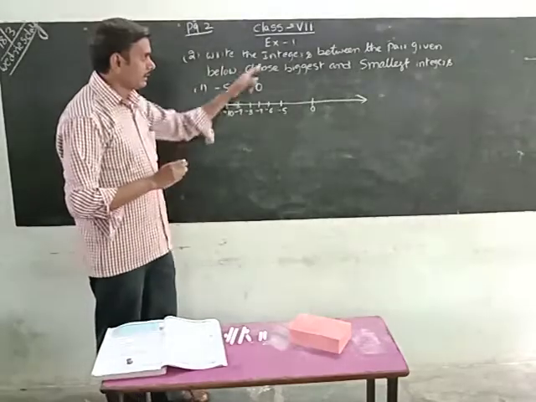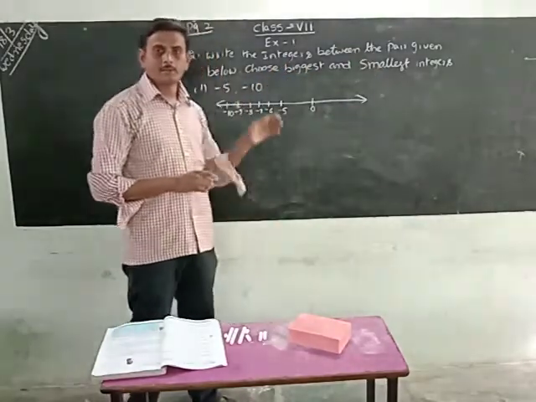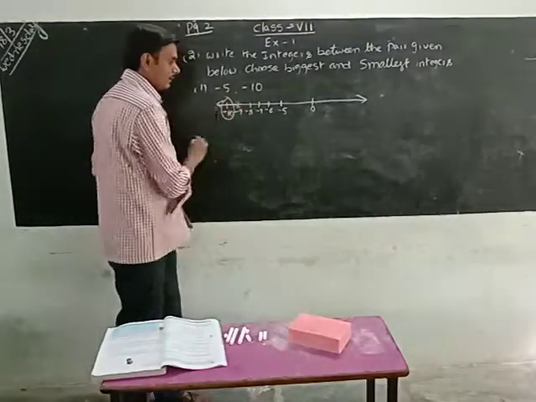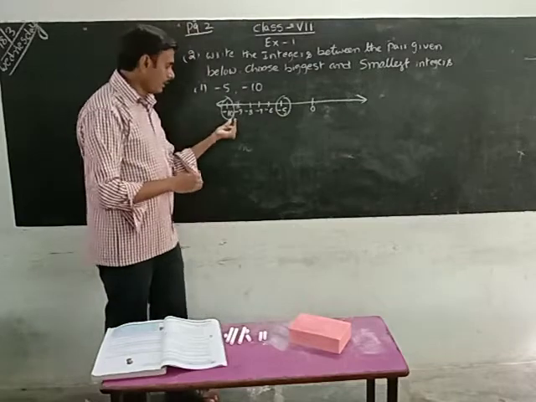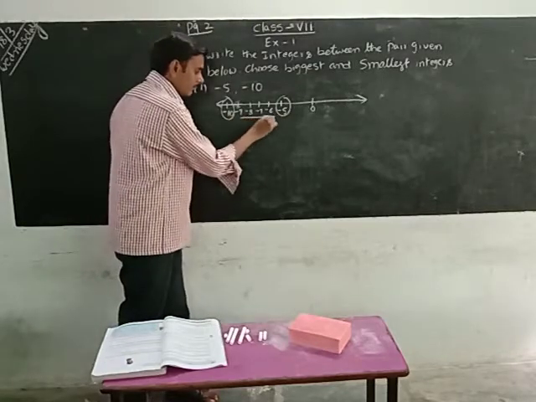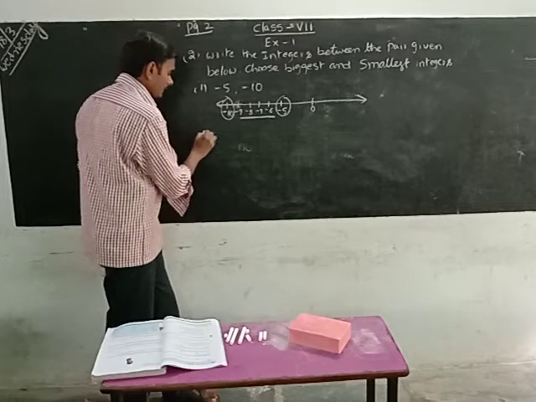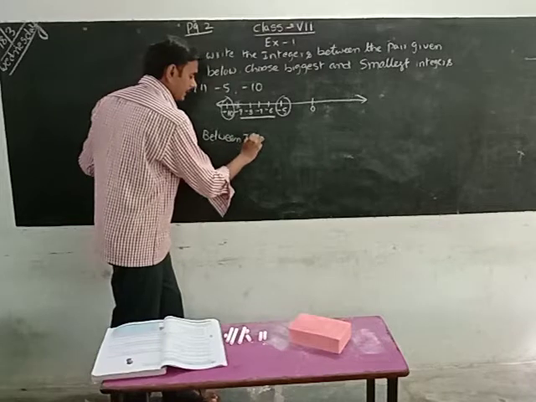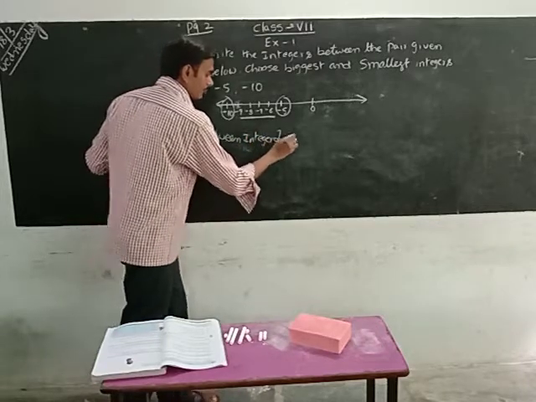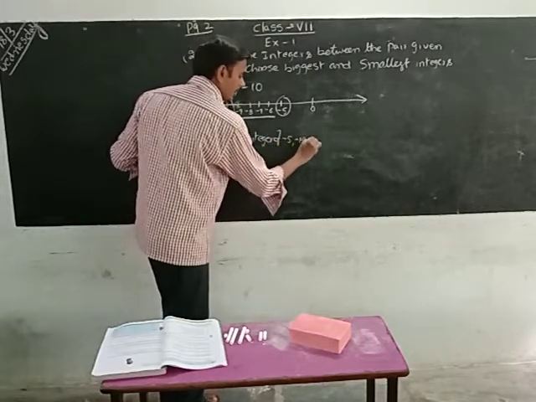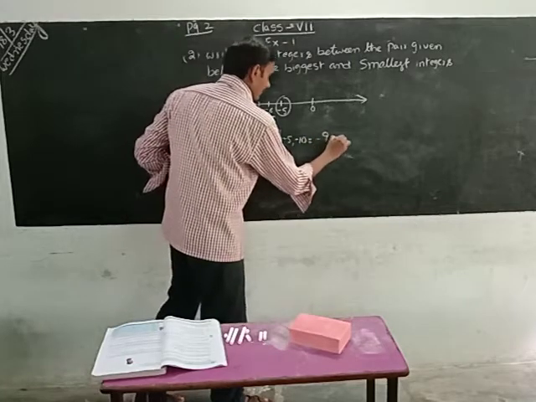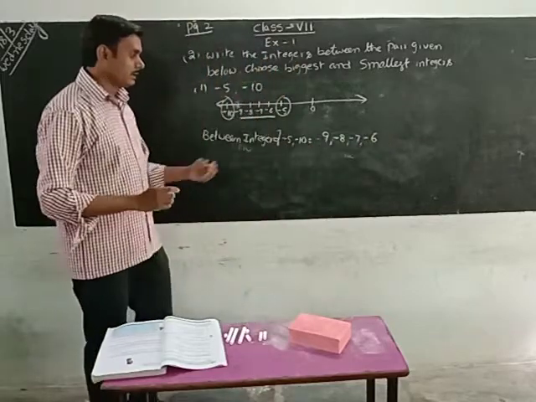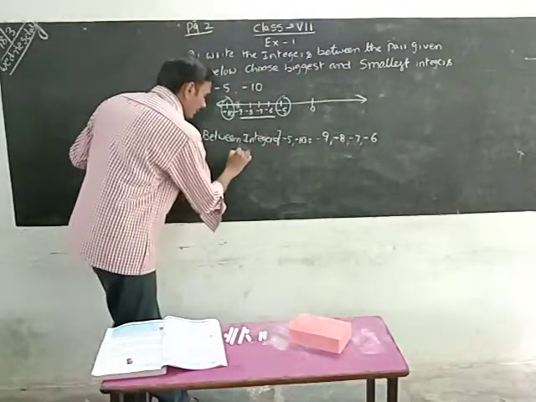What is the question here? Between integers. Between means the given pair numbers are not considered. -10 and -5 are given. Between these two numbers, the remaining numbers we can take. Between integers of -5 and -10 are -9, -8, -7, -6. In these numbers, you also have to identify the smallest and biggest.